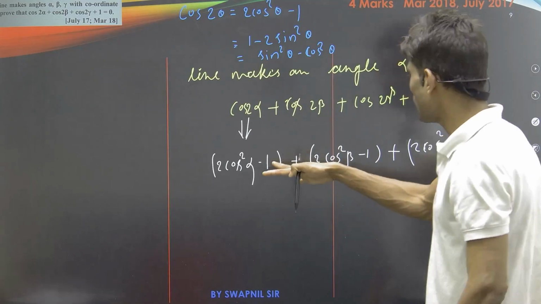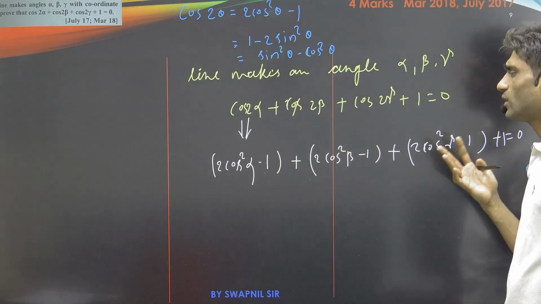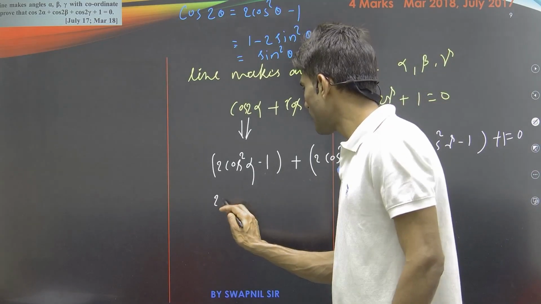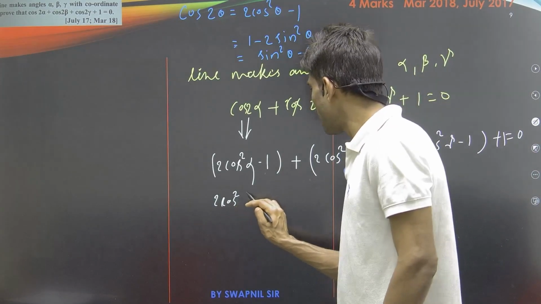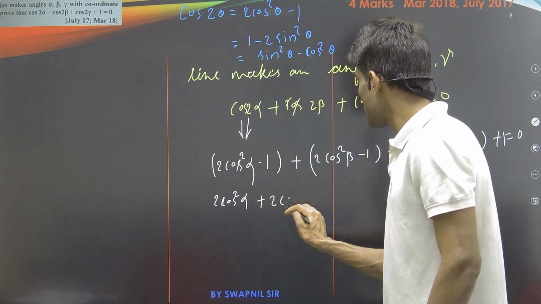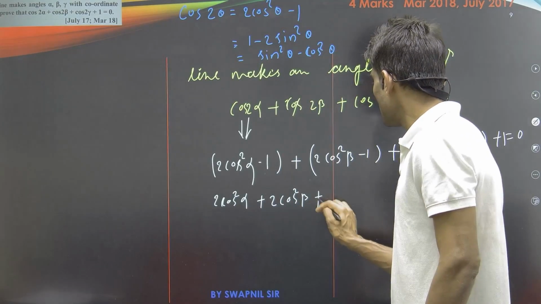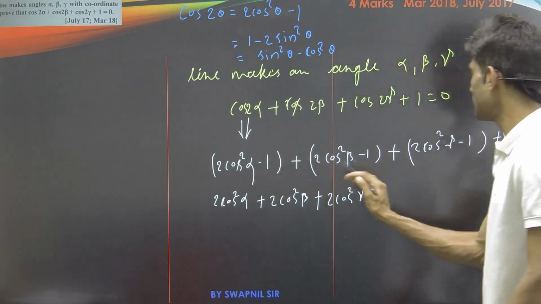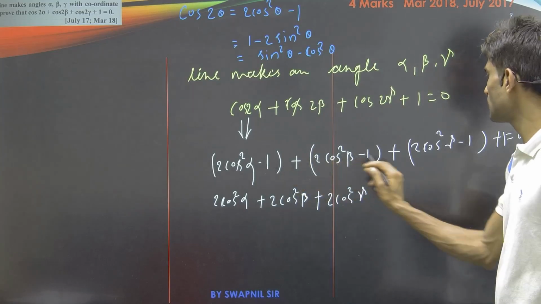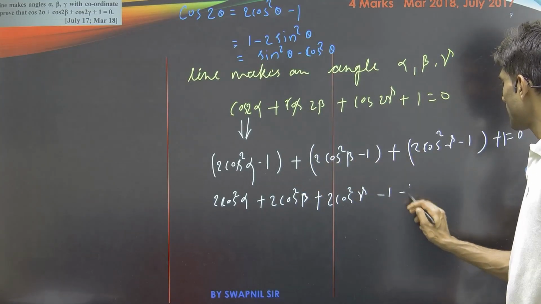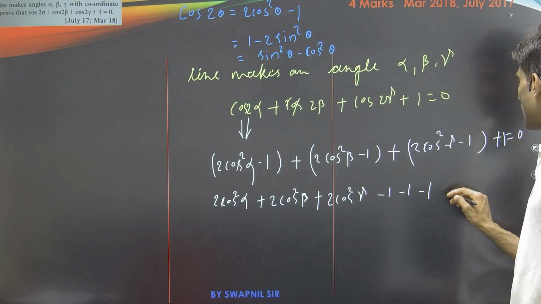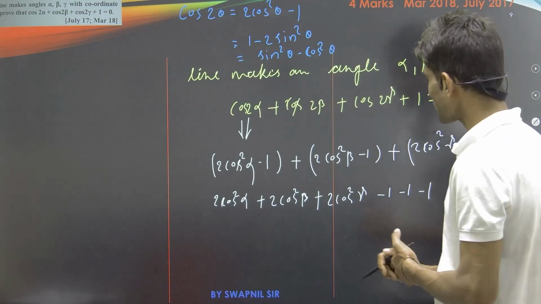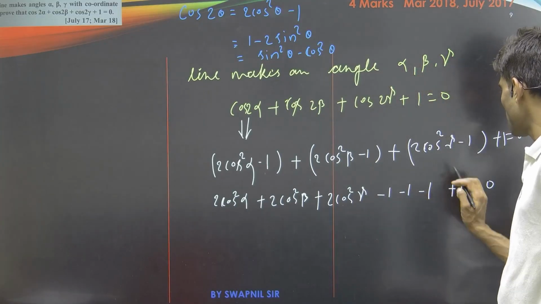So what we do after that, take the -1 terms to one side and the cos square alpha, cos square beta terms to one side. We can write the next step as 2 times cos square alpha plus 2 times cos square beta plus 2 times cos square gamma. So I have written these three terms at one side, the remaining are -1 -1 -1 and a +1 at the end, which is equal to 0. Now we can see that -1 +1 can be cancelled.